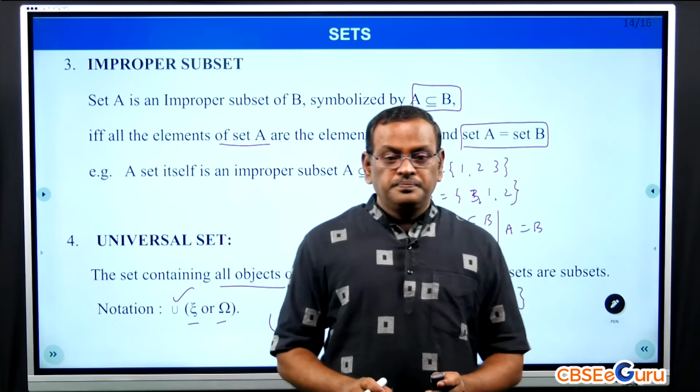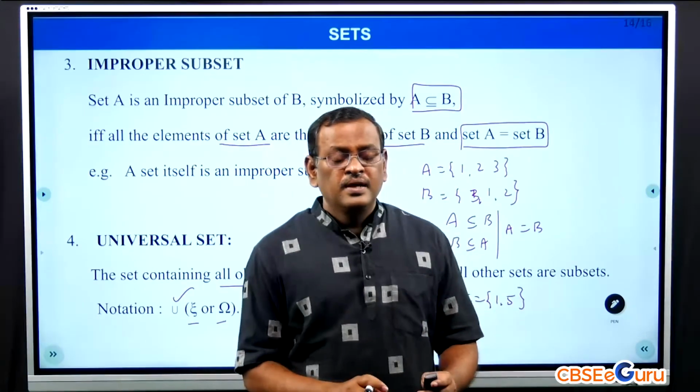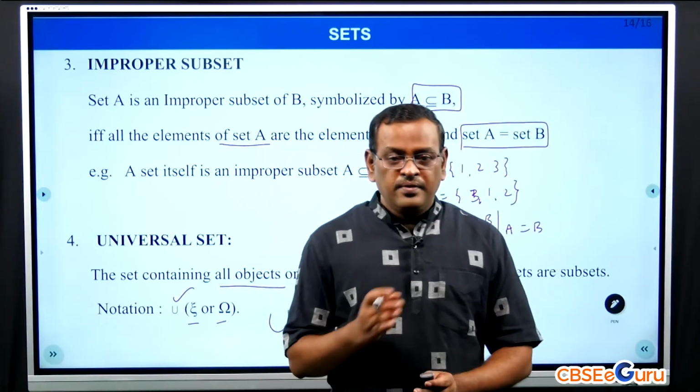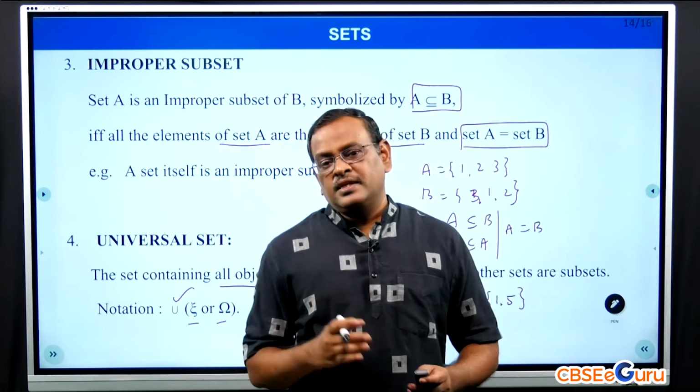At present we know the second concept of classification of sets. Already we discussed level 1, now this is level 2 sets.